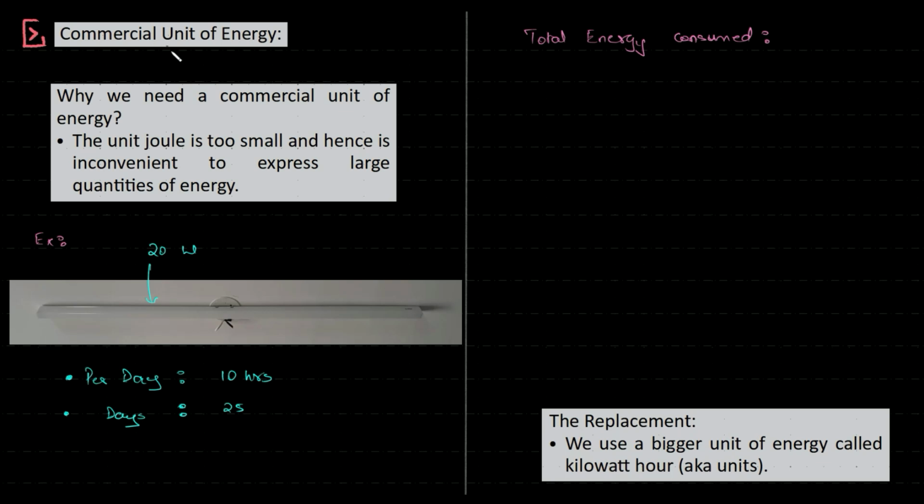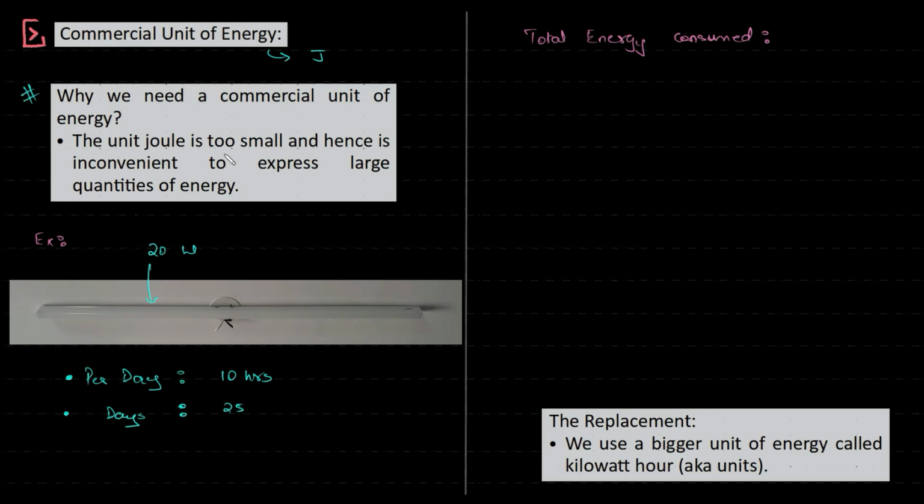We're learning about the commercial unit of energy. It's a practical aspect. It's good for us to understand this. First of all, why do we need a commercial unit of energy? So we already have energy that is expressed in terms of joules. But why do we need something else? To understand this, let's take up an example.